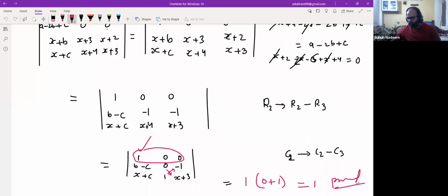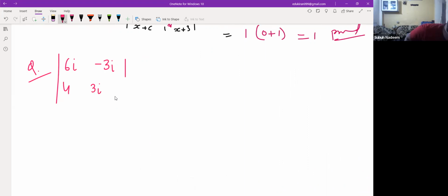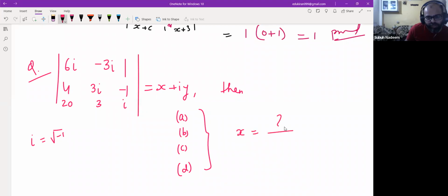So one question is from when there was AIEEE. Before JEE Mains, there was one exam called AIEEE. From there is a question, and it involves complex numbers, the number iota also. So 6i, minus 3i, 1, 4, 3i, minus 1, 2, 3i. And complex numbers, in that iota is root over minus 1. It is an imaginary number, we know, and the determinant is equal to x plus iy. So here it is being asked the value of x and y. Options are given, but options are not needed. You can just give me the value of x and the value of y.